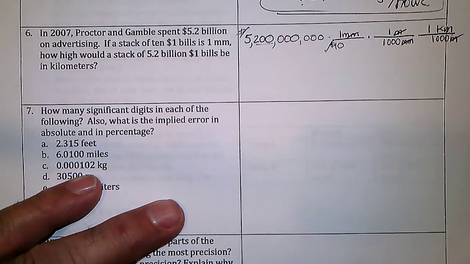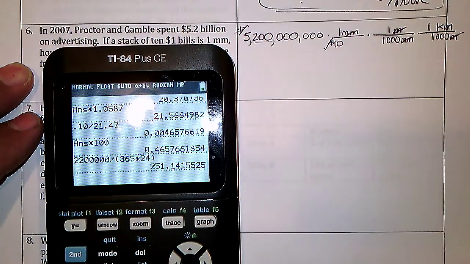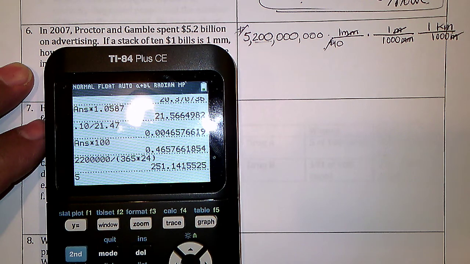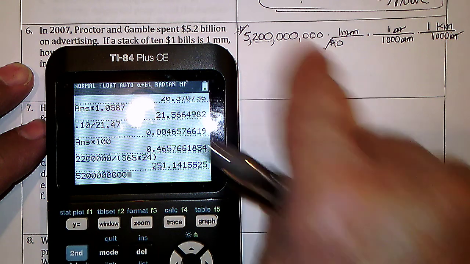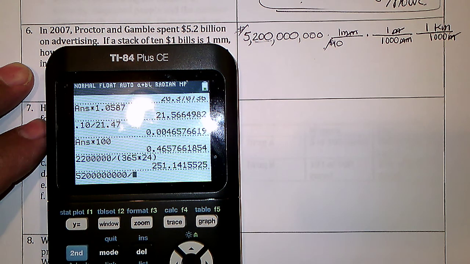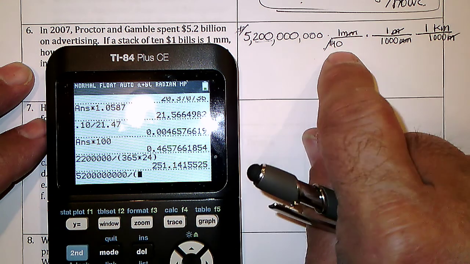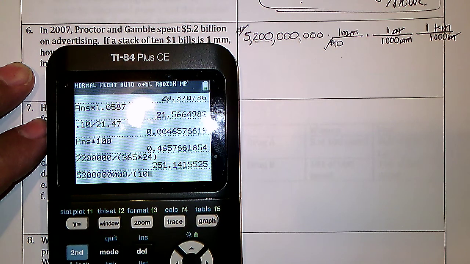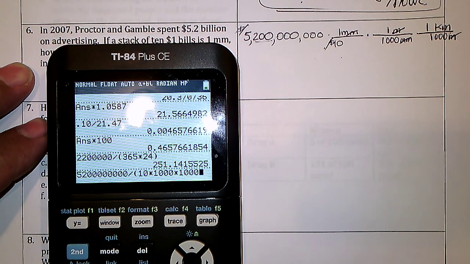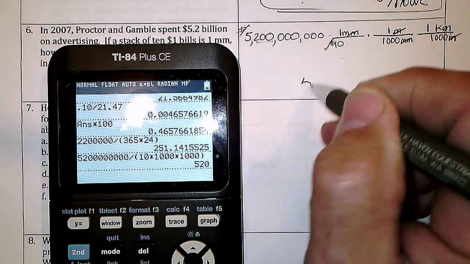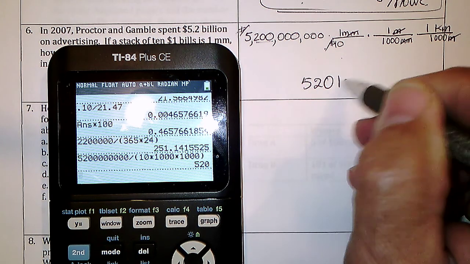And so we got 5,200,000,000 as the numerator, divided by, in the denominator, $10 for 1 millimeter times 1,000 millimeters make a meter times 1,000 meters make a kilometer. So it's 520 kilometers.